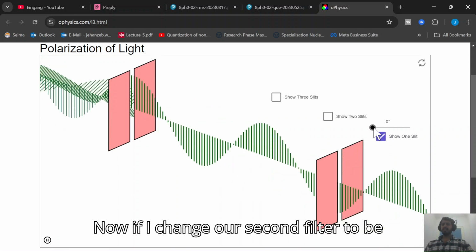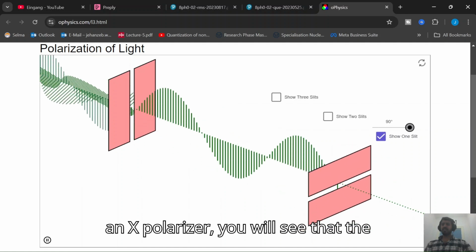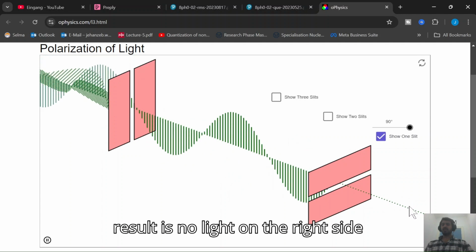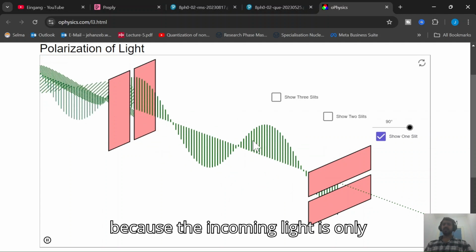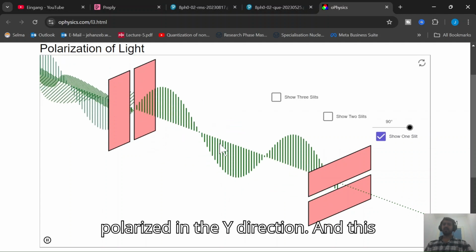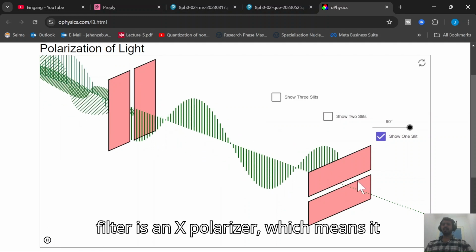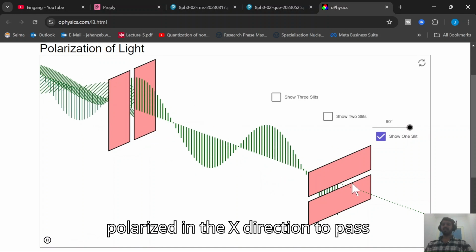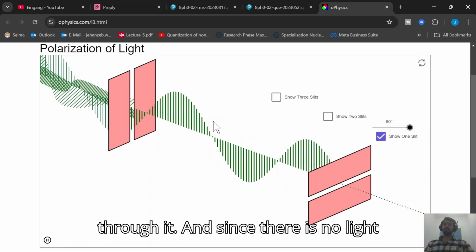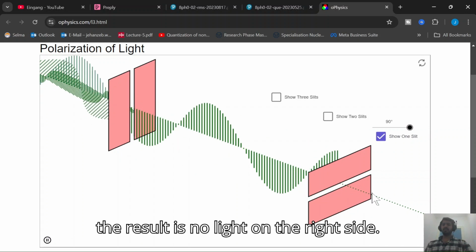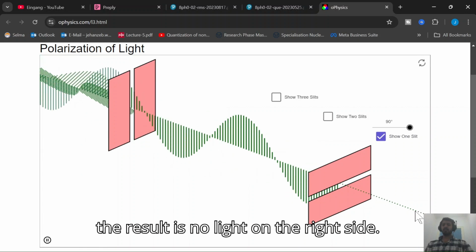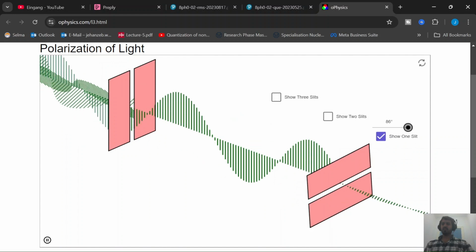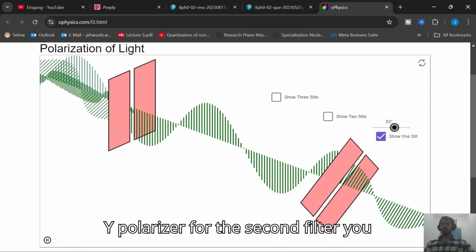Now, if I change our second filter to be an X polarizer, you will see that the result is no light on the right side because the incoming light is only polarized in the Y direction, and this filter is an X polarizer, which means it will only allow the light which is polarized in the X direction to pass through it. And since there is no light which is polarized in the X direction, the result is no light on the right side.